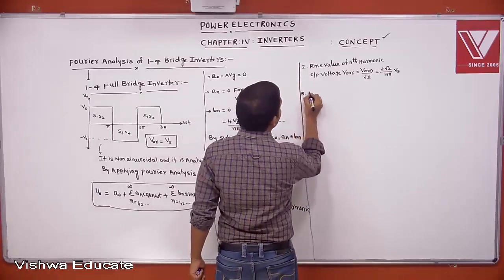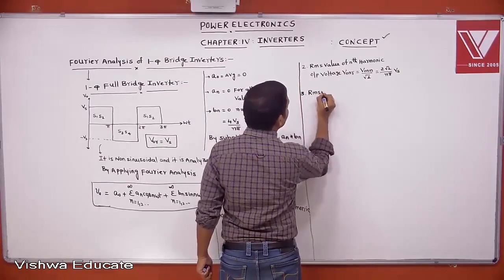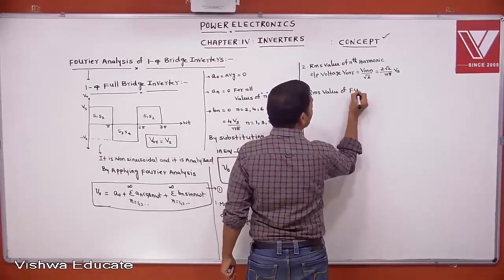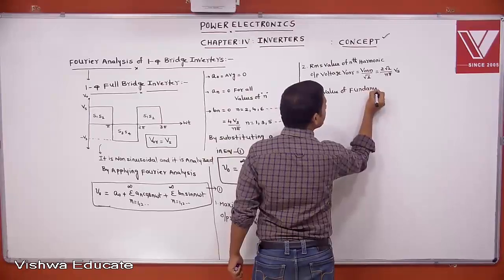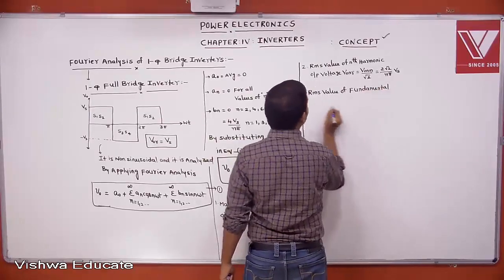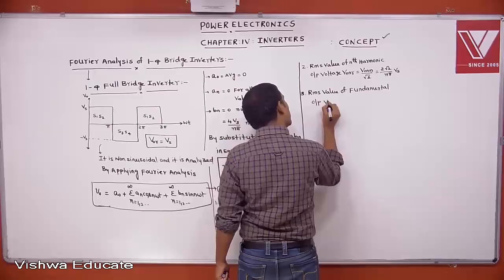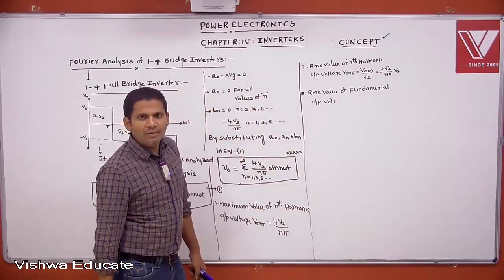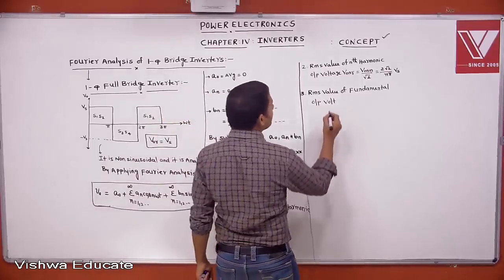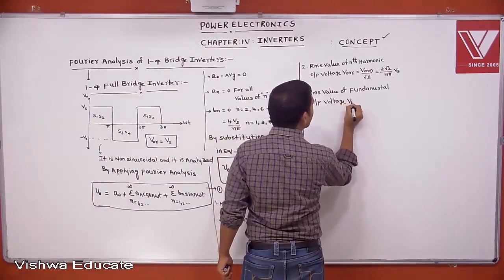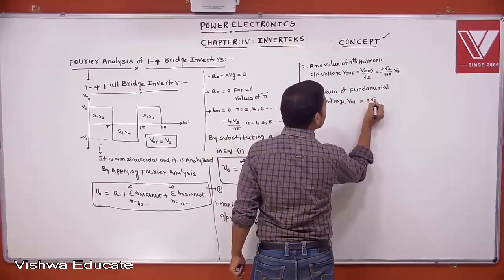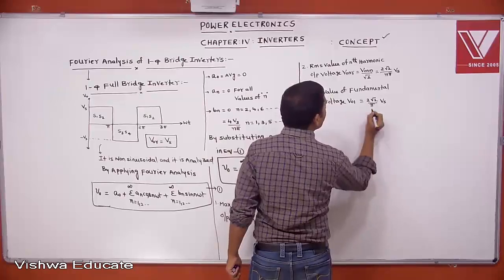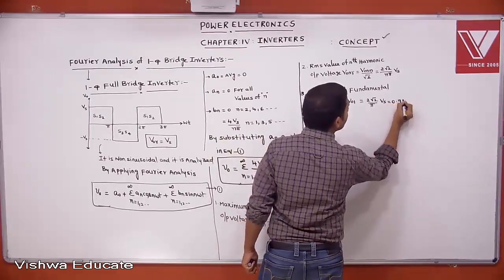Next, RMS value of fundamental output voltage. How much you get? RMS value of fundamental means n equal to 1. Fundamental output voltage V01 equal to 2 root 2 by pi into Vs. This 2 root 2 by pi value is also written as 0.9 Vs.